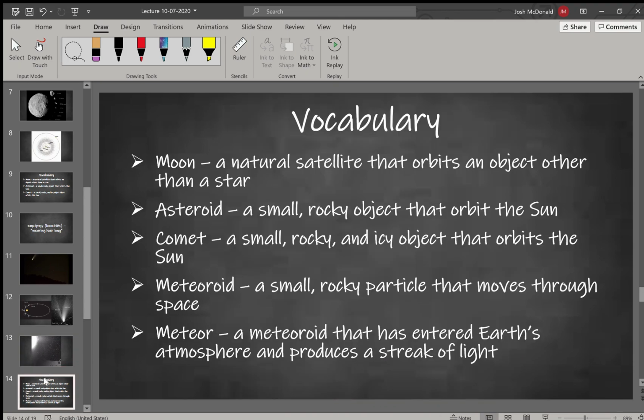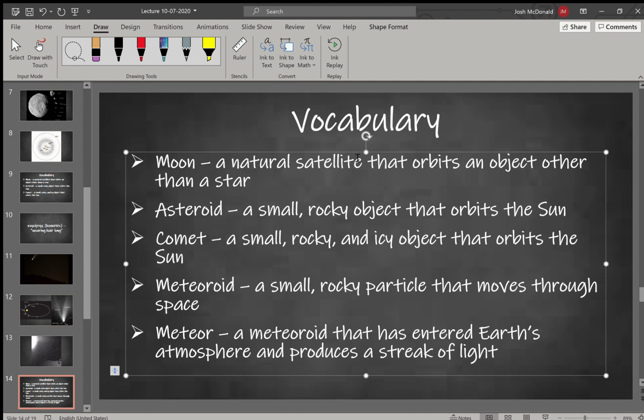So then the next object is, well, we're actually going to look at a few different ones, but your vocabulary words are meteoroid, a small rocky particle that moves through space, and then meteorite, or meteor, a meteoroid that has entered into Earth's atmosphere and it produces a streak of light. So a shooting star is actually a meteor. Sometimes they're comets, but most of the time it's a meteor. And then after it hits the ground, it becomes a meteorite.